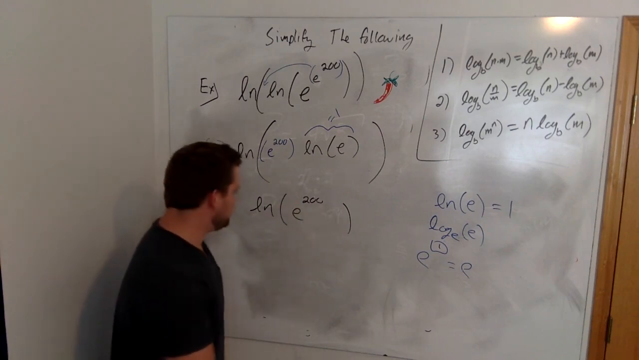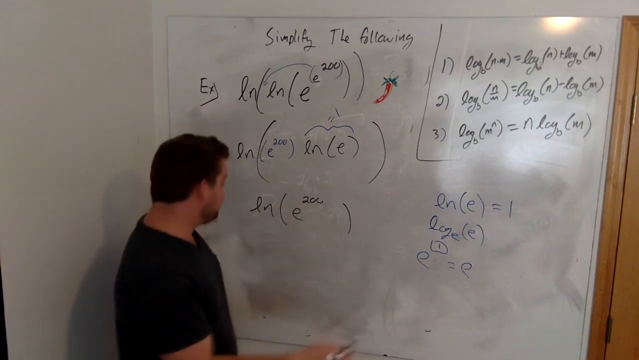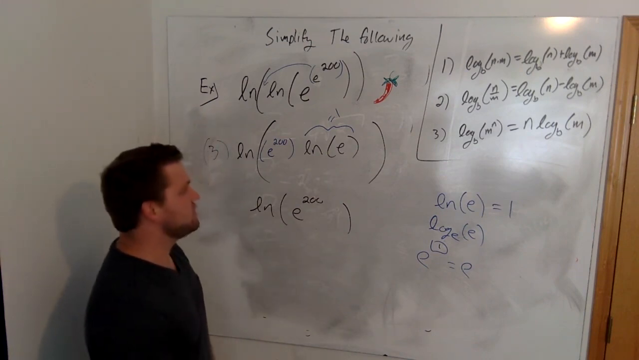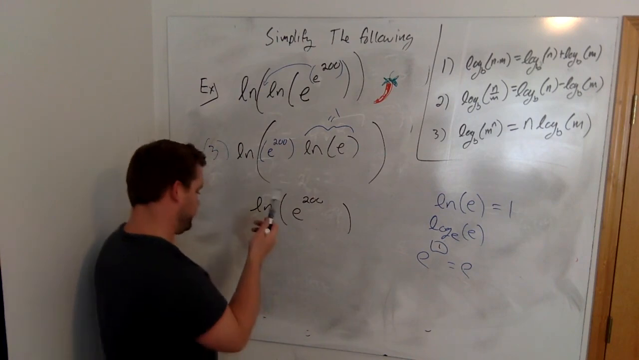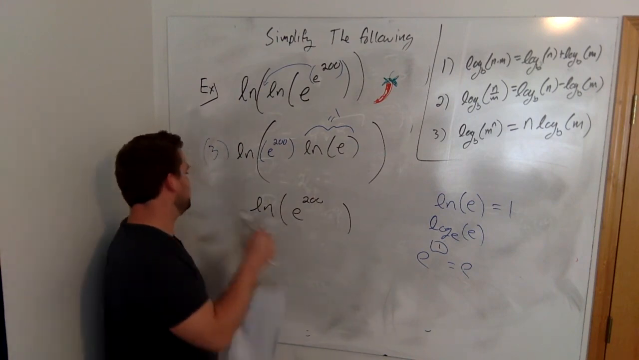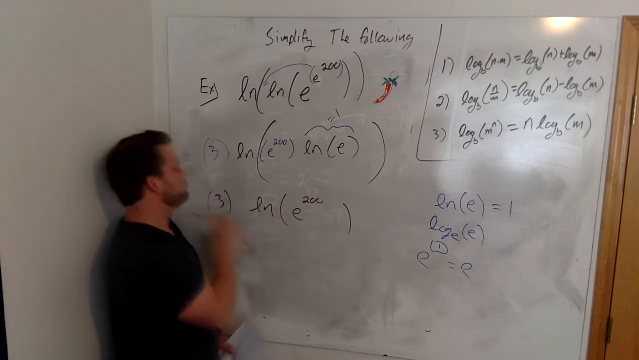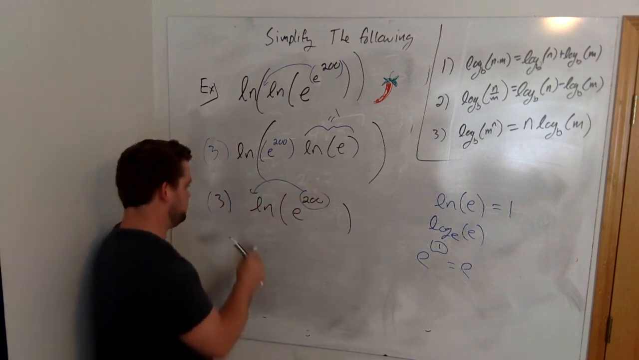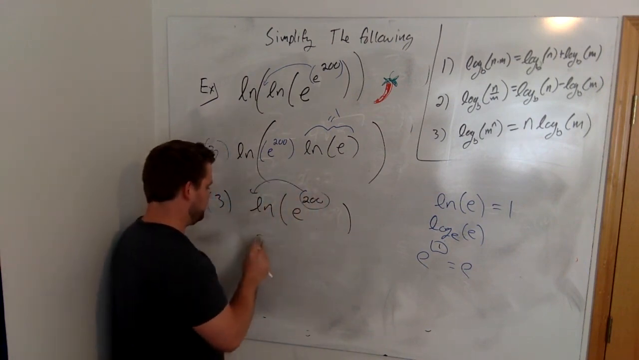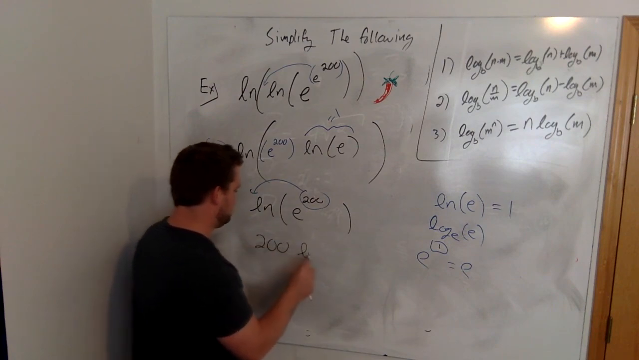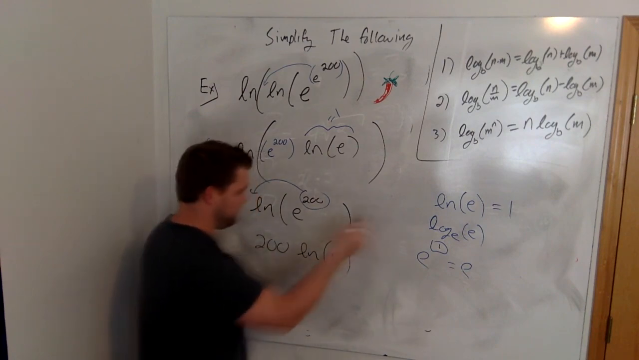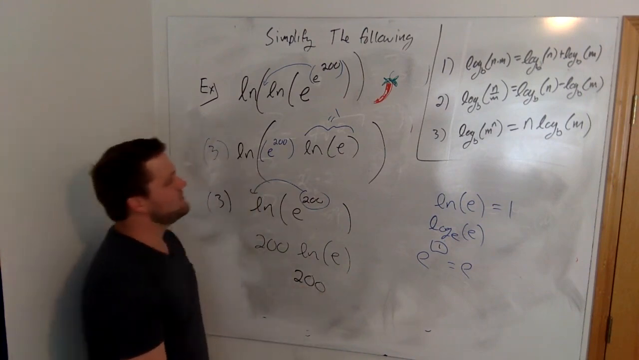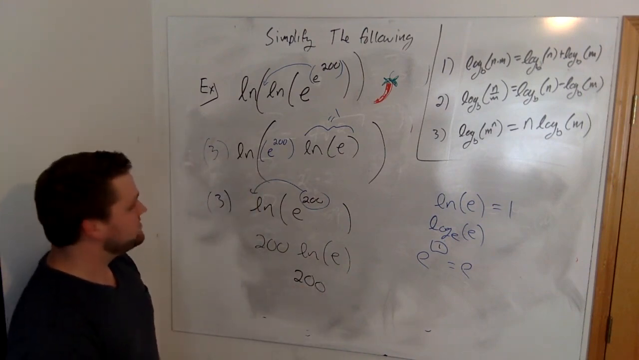We need to evaluate this. There are 2 ways we could think about this one. I think the easiest way is to use log rule 3 again, the star of the show, which says take that 200 and move it out front. So this is 200 times the natural log of e, and we just discovered that the natural log of e is 1, so the answer is 200. Hey, this wasn't so spicy.